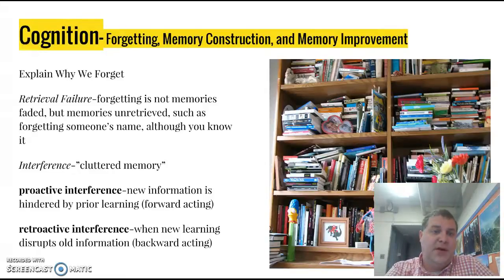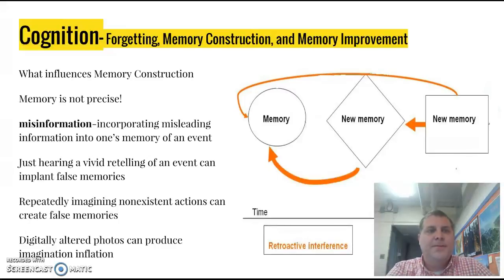Proactive interference is new information that's hindered by prior learning. So it's hard to understand the new material because you have old material to base your thoughts on. Retroactive interference is when new learning disrupts old information. So you learn something new and it messes up the whole way you thought about something beforehand. You're like, oh, I never saw it that way. And so you have to go back and re-look at everything and try to figure it out.